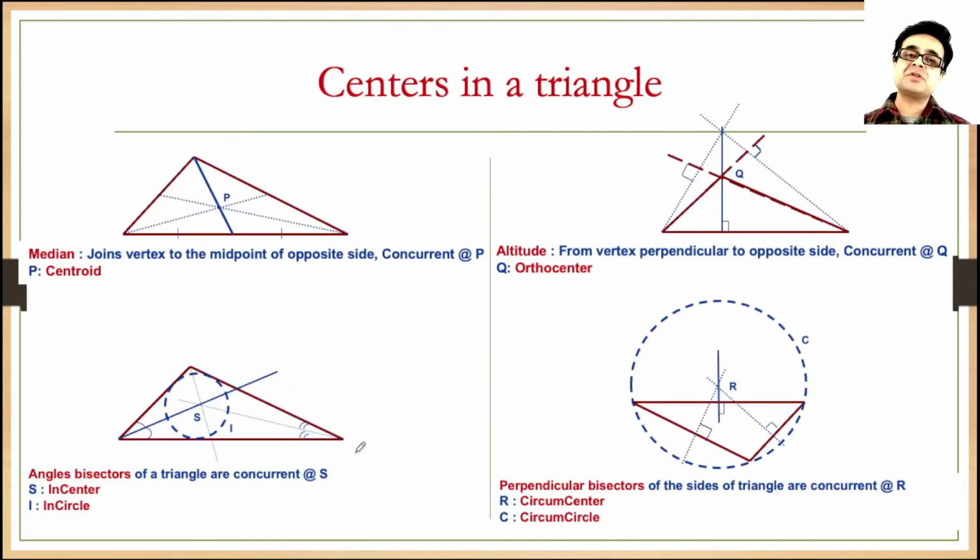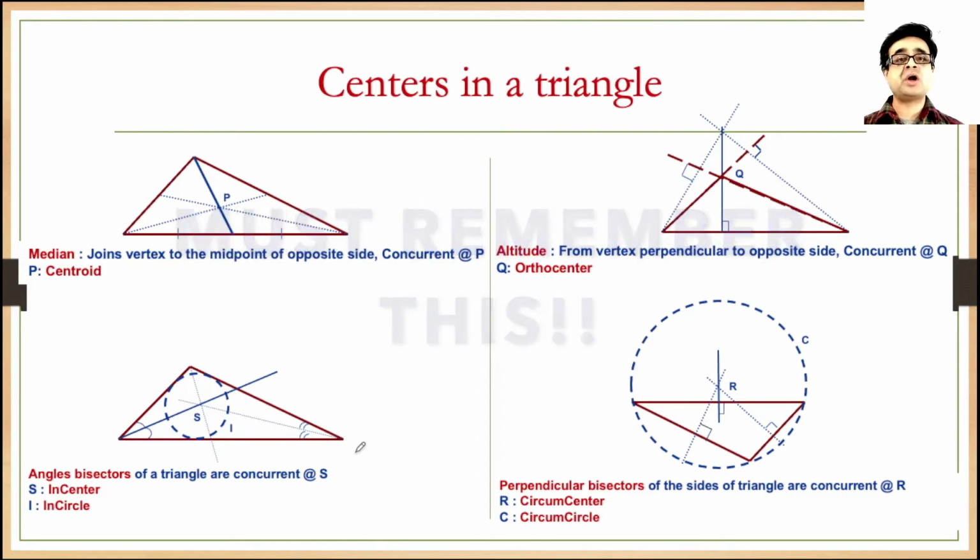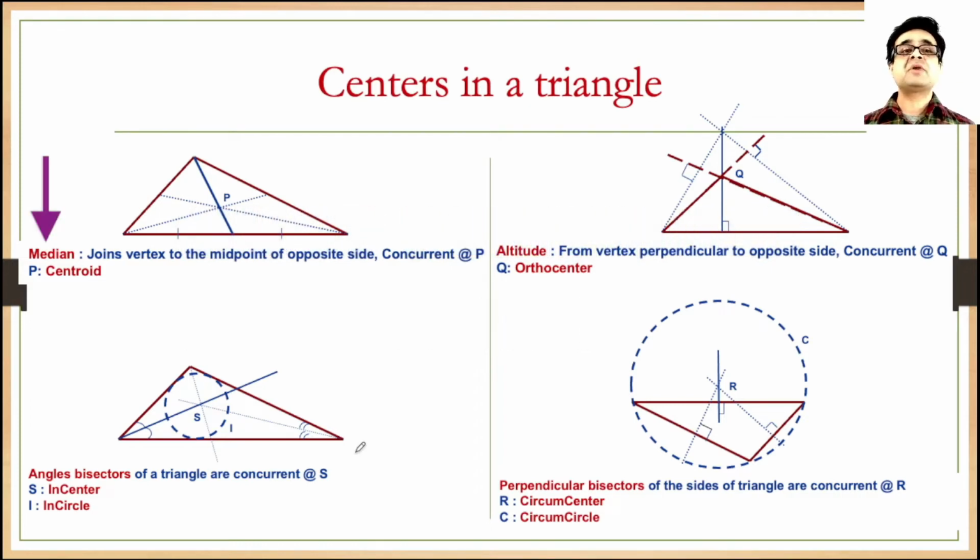Let's keep moving. Now, this is a very important area, however not very often discussed in any of the GMAT books, which is the centers in a triangle. And what that is, there are four kinds of lines in a triangle.